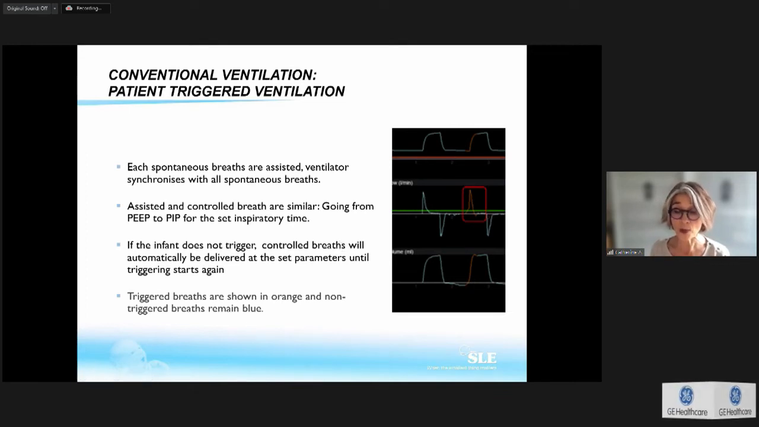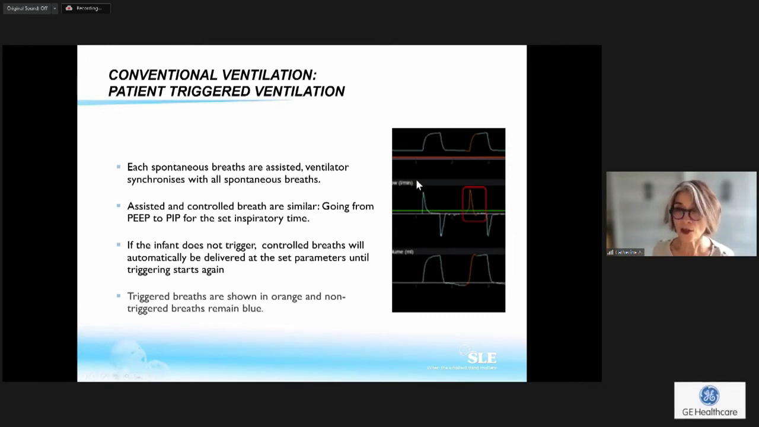If you set 30 breaths per minute, for example, it means that the ventilator is expecting a breath at least every 2 seconds, 60 seconds divided by your 30 breaths per minute. So if the ventilator doesn't see any breath for 2 seconds, it will just take over and push a control breath. If 2 seconds later you don't have any breath, again, it will push a breath. So it means that the patient will receive at least the frequency that you have set. But if your patient is breathing at a higher rate, then the ventilator will synchronize with all of them.